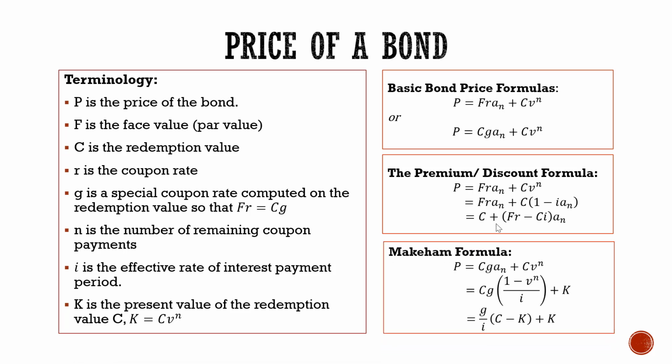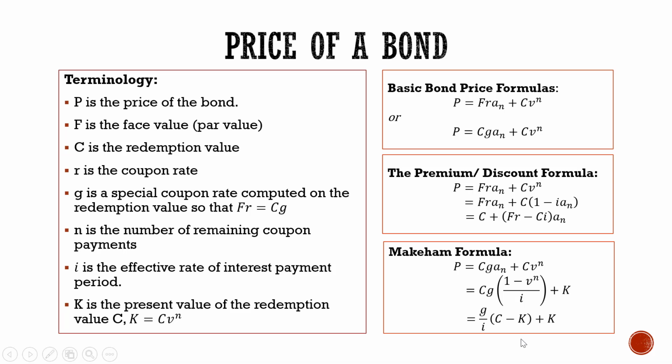And we have one more formula. In the premium and discount formula, we rewrote v to the n in terms of a angle n. For the Makeham formula, we rewrite a angle n in terms of v to the n. So a angle n is (1 minus v to the n) over i. And C v to the n is replaced by K. So the formula turns out to be g over i times (C minus K) plus K.